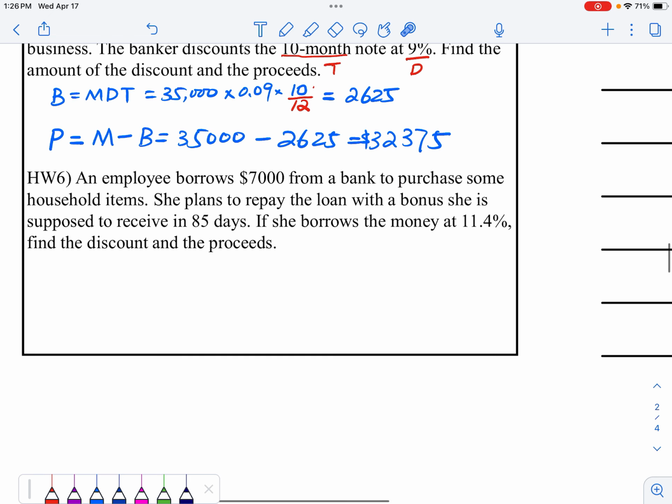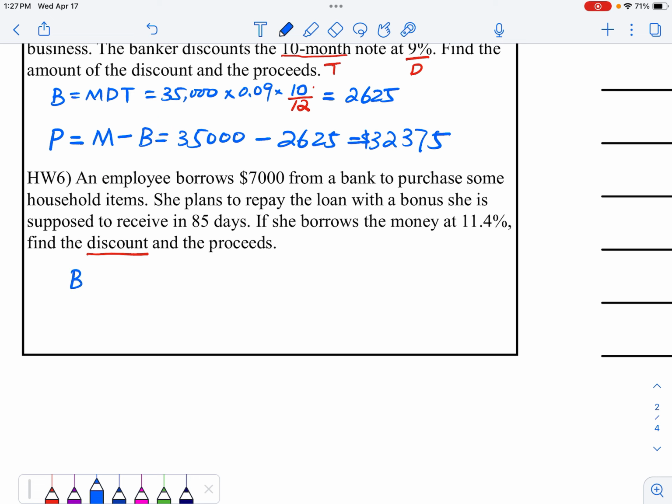Okay. All right. The next question is: an employee borrows $7,000 from a bank to purchase some household items. She plans to repay the loan with a bonus she's supposed to receive in 85 days. So the time is here. This is how much she borrows. If she borrows the money at 11.4%, find the discount and the proceeds. So when I see the term discount, I know we are talking about a simple discount note. That's how we know that we use this formula.